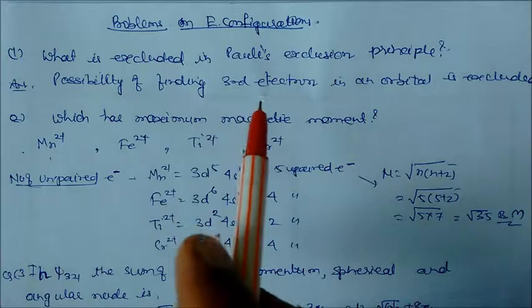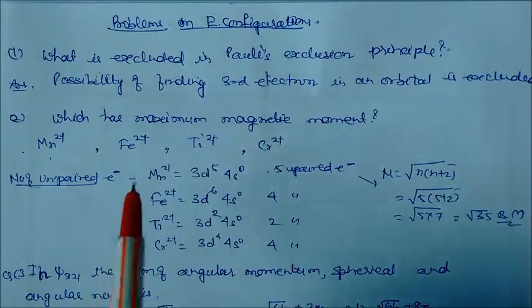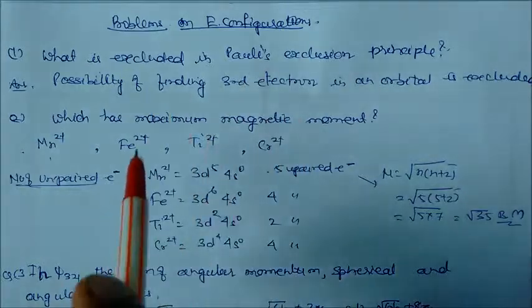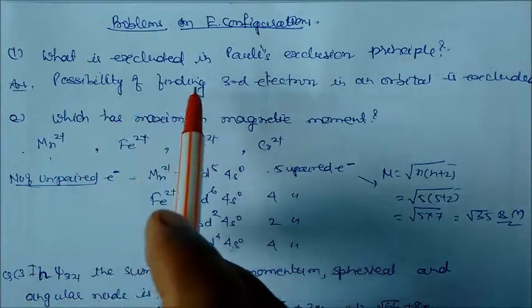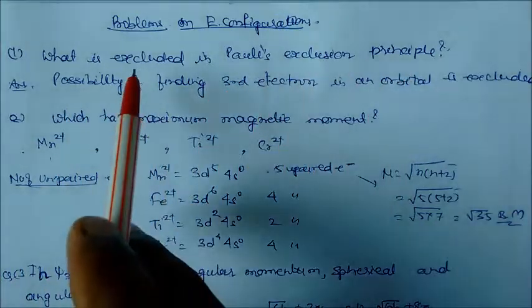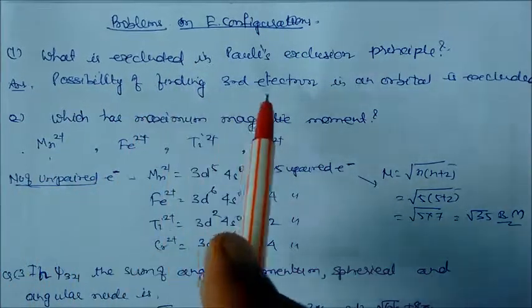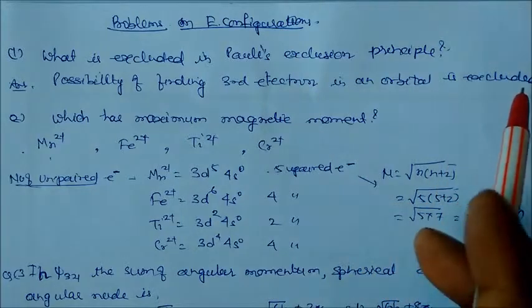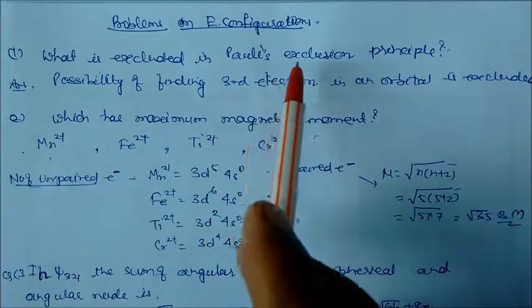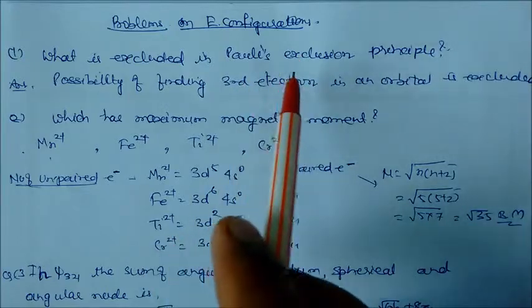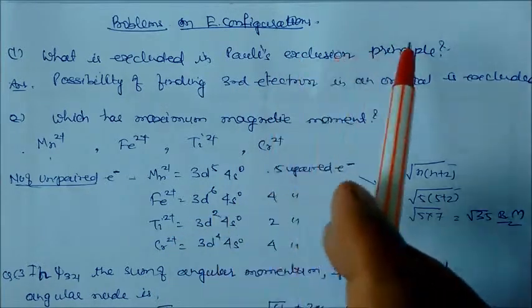Problems on electronic configurations, or we can see some other problems also. Maximum is electronic configurations. What is the excluded in Pauli exclusion principle? So what is the meaning of excluded? Excluded means here a possibility of finding a third electron in an orbital is excluded. So this exclusion means actually we have to keep only two electrons, not a third electron. That's why this meaning of exclusion is there.